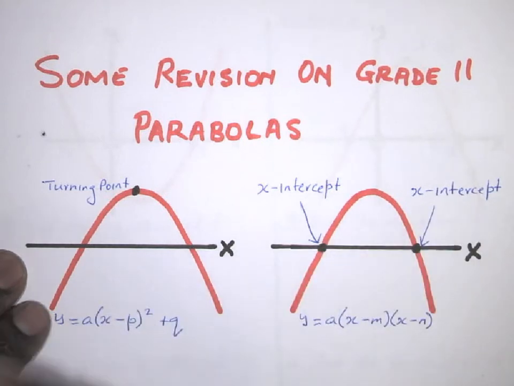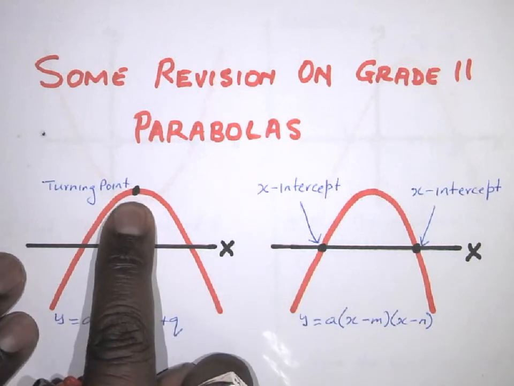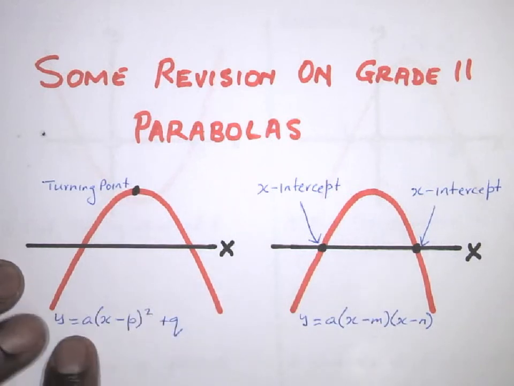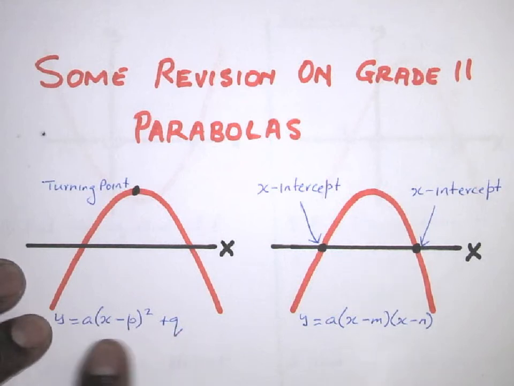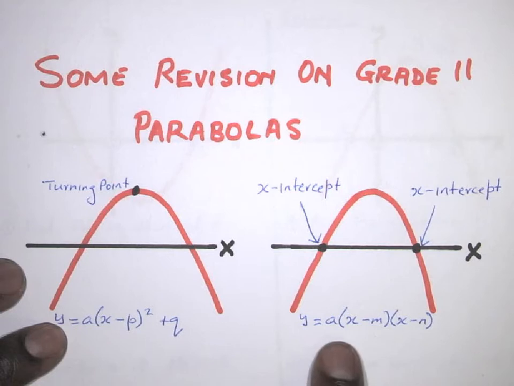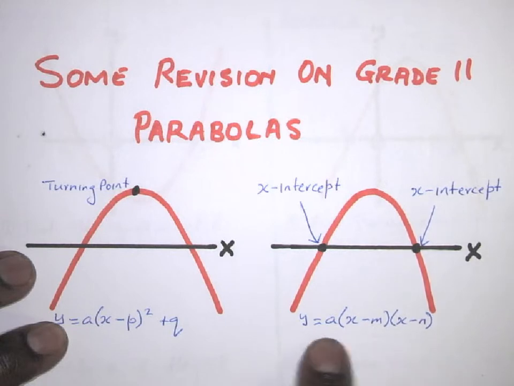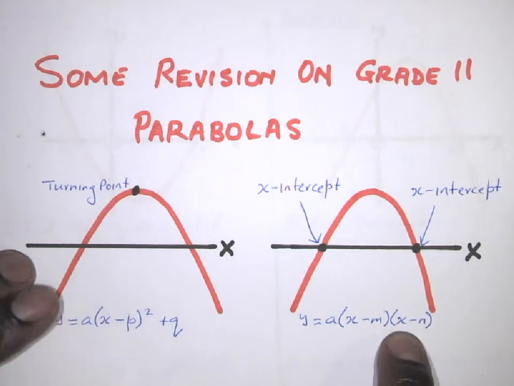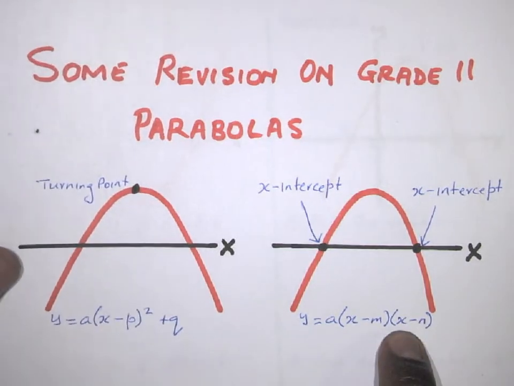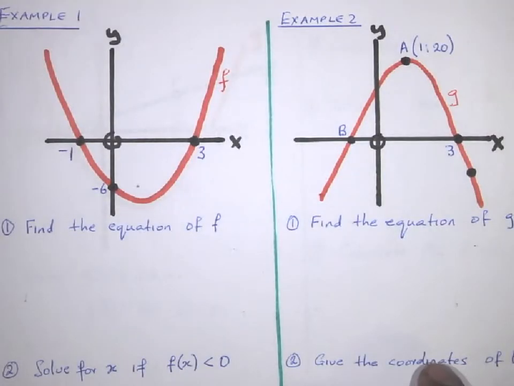If the graph or the equation that you are given has a turning point, it's always better to start finding the equation in that format. So that's a format of finding the equation of a parabola. Or if you are given the x-intercepts, sometimes it's better to use that equation. Now let's check if we still remember how to do this so that we can do our own revision.